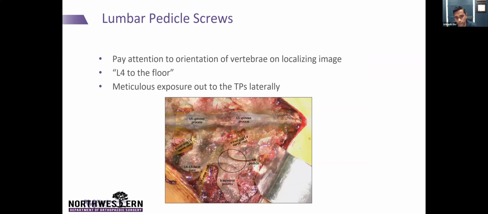Lumbar pedicle screws, we're a lot more familiar with, right? You expose out laterally, traditional open technique.